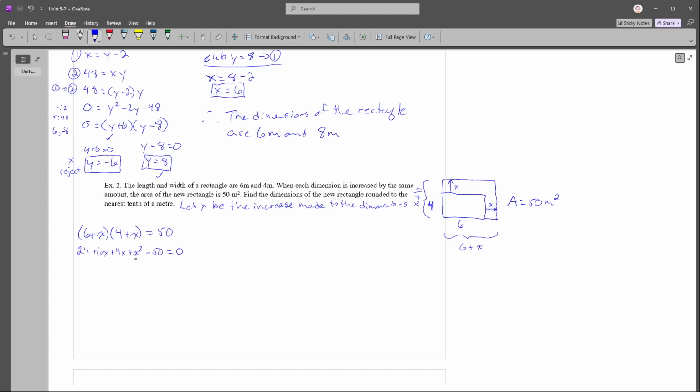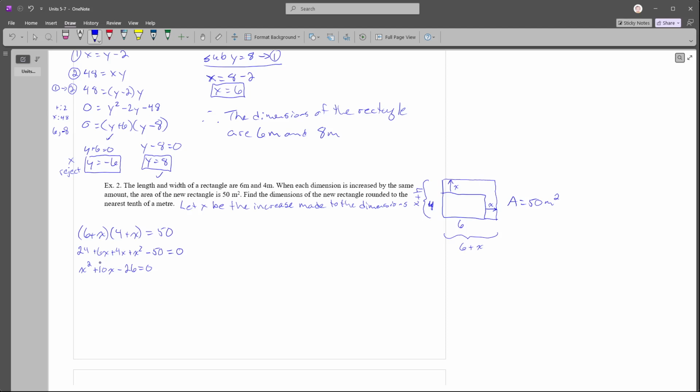Now we got to bring everything together. So there's only one x squared, so we'll leave that one all on its lonesome. Then we have 6x plus 4x, so that's 10x. And then we have 24 minus 50, so that's minus 26 equals 0. Now we have a quadratic equation which we can solve.